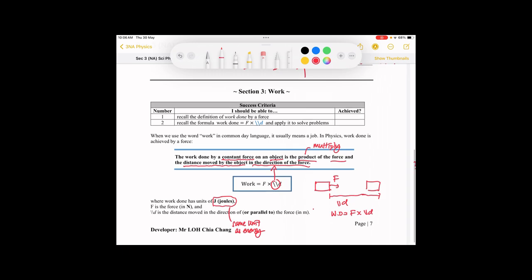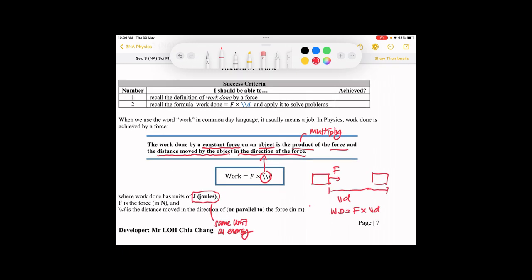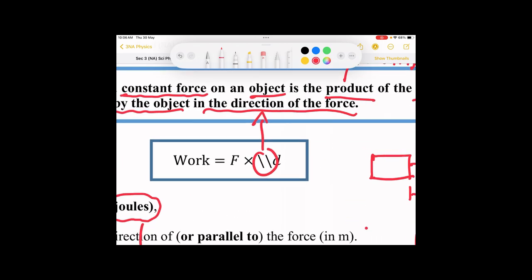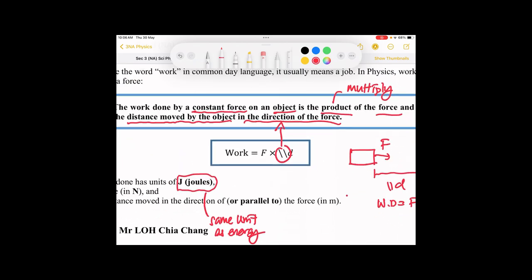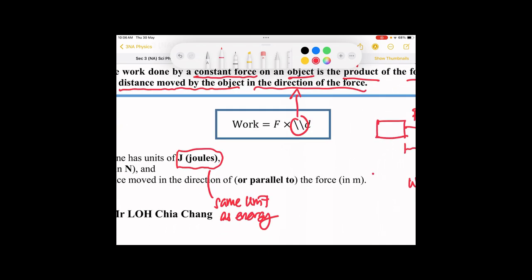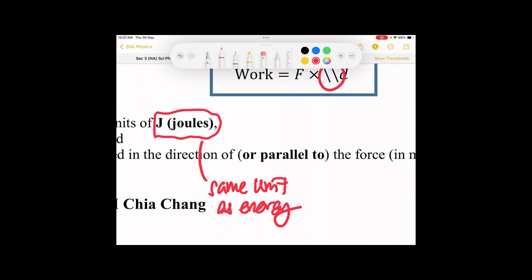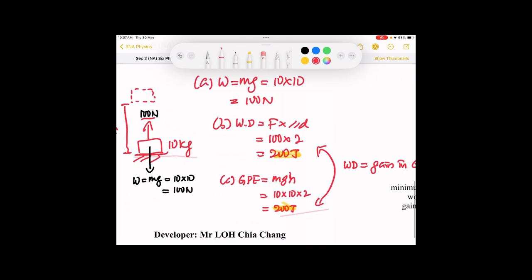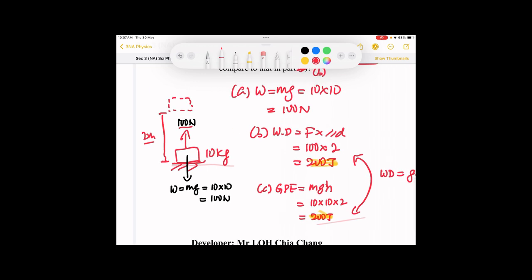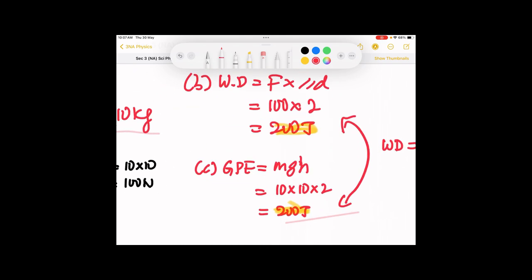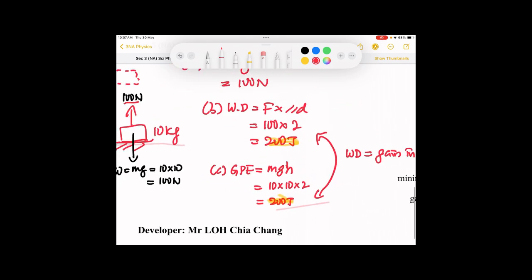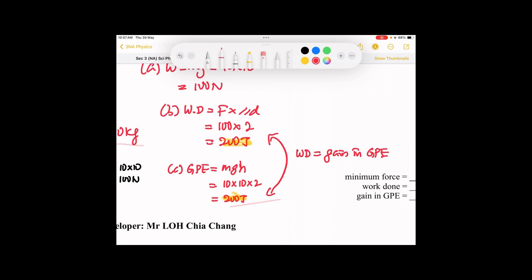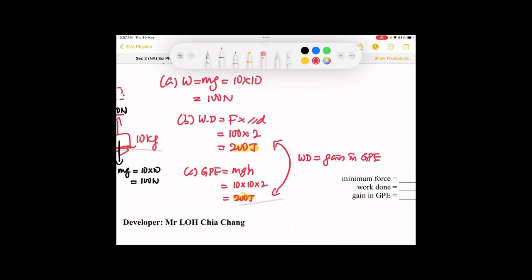Next, we talk about work done. Work done by a force. There must be a force applied, and then there must be a distance traveled in the same direction as the force. We multiply the force and the distance together, you get the work done, which happens to carry the same unit as energy. And why is that so? Because in this example, we see that when you lift an object from the ground to a height, the amount of work done by that force to lift it up happens to be the same amount of energy gained in its gravitational potential store. So we can see that work done actually is the same as the gain in GPE, therefore they carry the same unit.